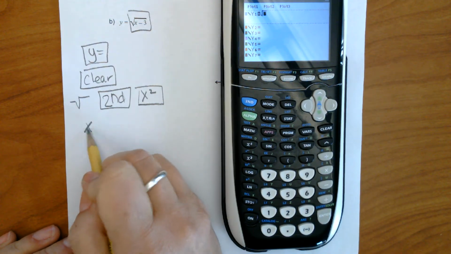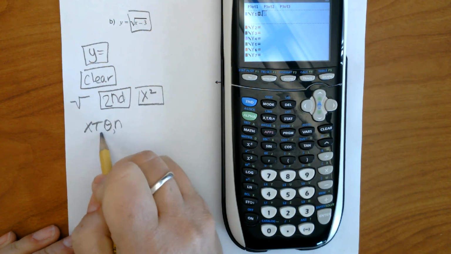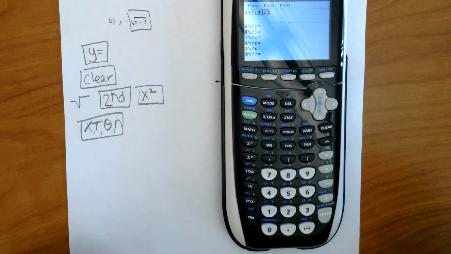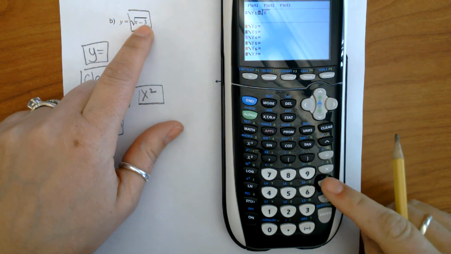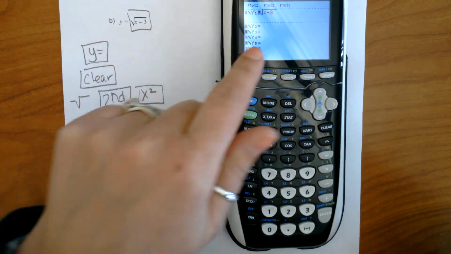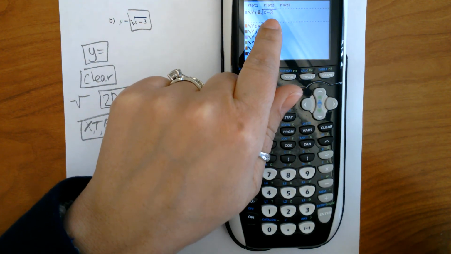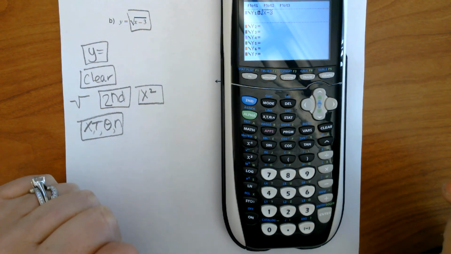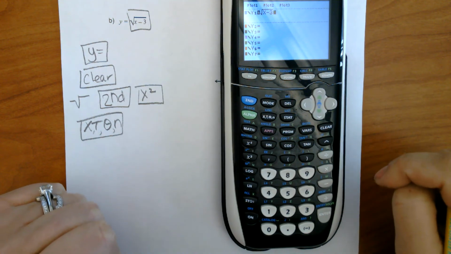Now we're going to push the X,T,theta,n button for that x variable. Remember, that's right here. Then it's going to be minus 3, minus 3. And notice, everything is underneath the square root. If you needed to go outside of the square root, you would just push that over arrow button, just like you would do for an exponent.